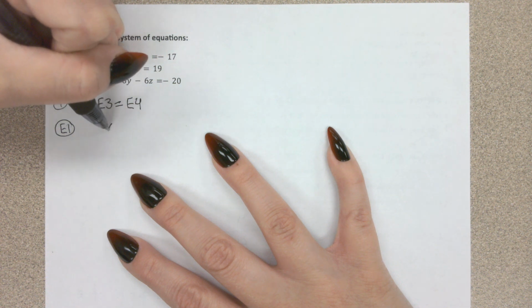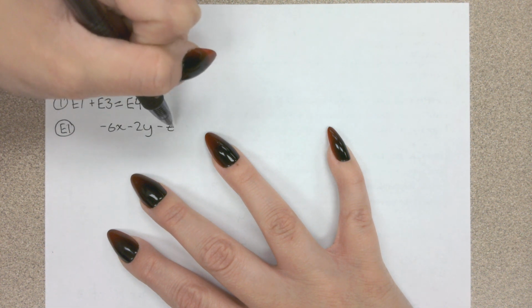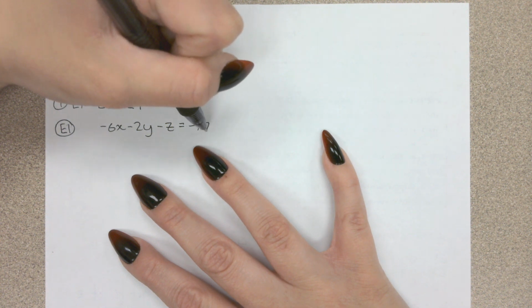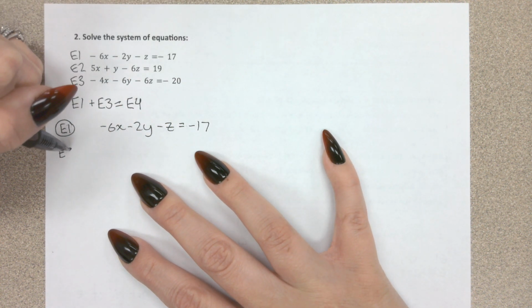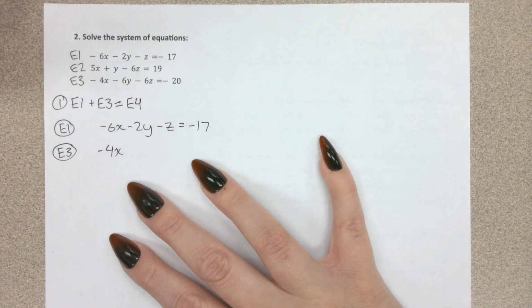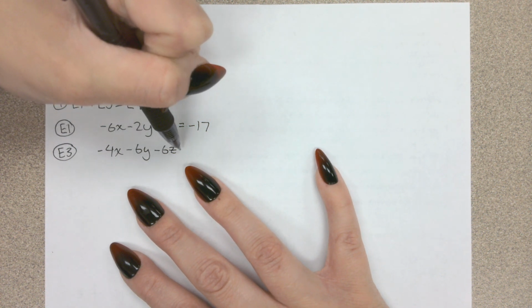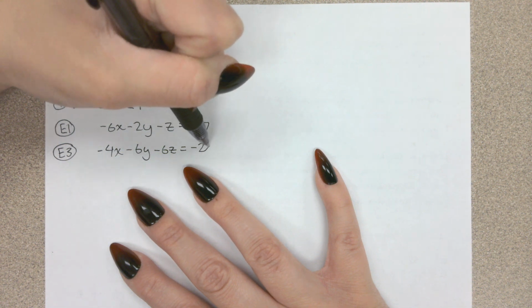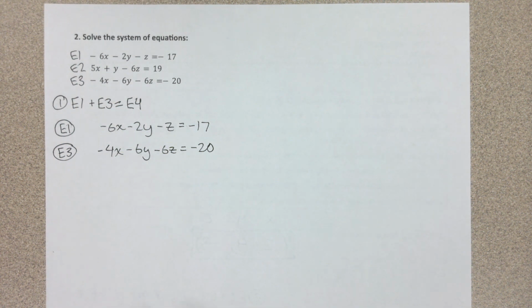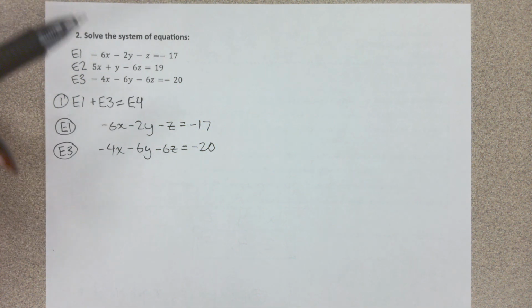E1 is -6x minus 2y minus z equals -17. E3, -4x minus 6y minus 6z equals -20. This is the first step, so we have choice over which letter we get rid of. All 3 of them are perfectly doable. Y and z are going to be the easiest.